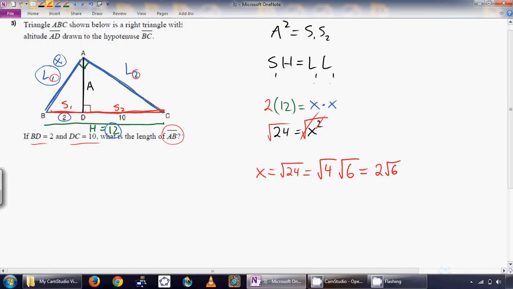2 radical 6. And I do a quick mental check. I can't break up 6 into a product of two numbers, one of which is a perfect square. Its factors are just 6, 1, and 2 and 3. So this is as simplified as it gets. What's the length of leg AB? Well, it's 2 radical 6.